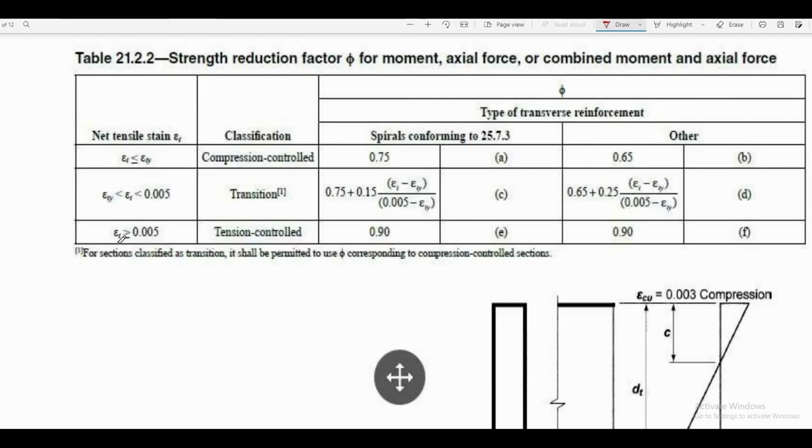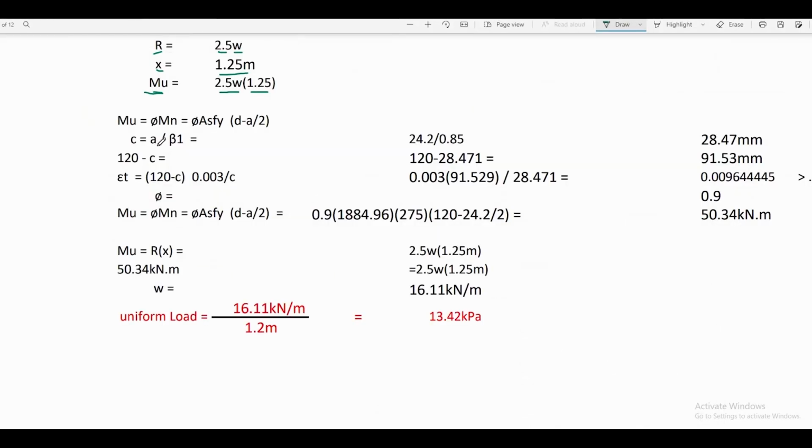But since our code limit is strain in tension equal to 0.005, to have a value of phi equal to 0.90, we have to calculate first the value of strain in tension, or epsilon t, in our problem, for us to determine if the reduction factor in bending is 0.9 or if it is in the transition region, where we have to compute the value of that reduction factor. So from our previous calculation, a is equal to 24.2. We divide that by 0.85, and we have the value of c equal to 28.47 mm.